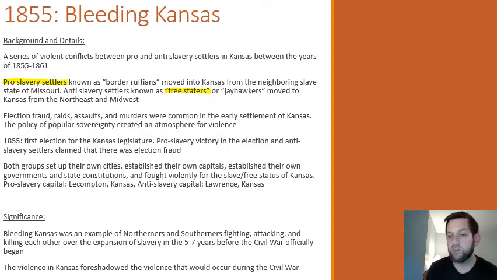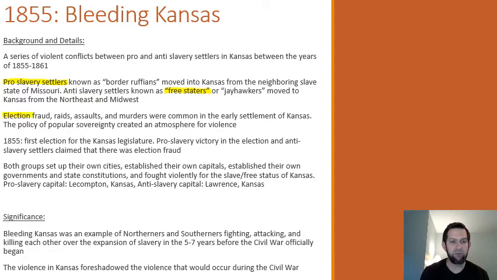So what happened was, because they were going to have a vote on slavery, each side, the pro-slavery and the anti-slavery side, knew that the more people they could get on their side to move into Kansas, the more likely they would have the ability to change whether the state either had or didn't have slaves. So what happened was, there was a lot of election fraud.